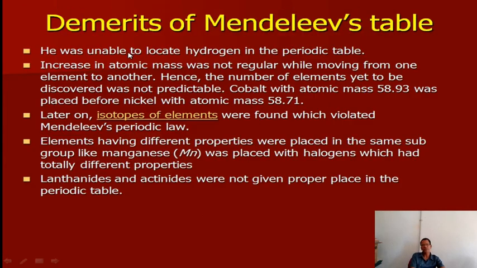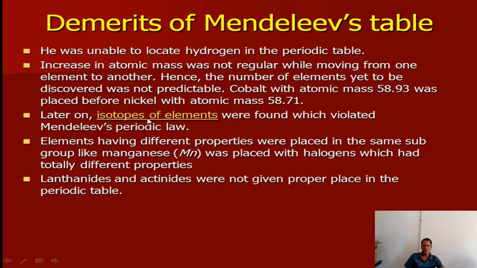Then what are the demerits of the Mendeleev table? Let us discuss. He was unable to locate hydrogen in the periodic table. He could not assign a particular fixed position to hydrogen. And the increase in atomic mass was not regular while he was arranging the elements. The increasing atomic mass order was not followed. That means mainly he gave emphasis to the properties but not more emphasis to the increasing order of atomic mass. In some cases atomic mass may be high or low during arrangement, but the property was satisfied.